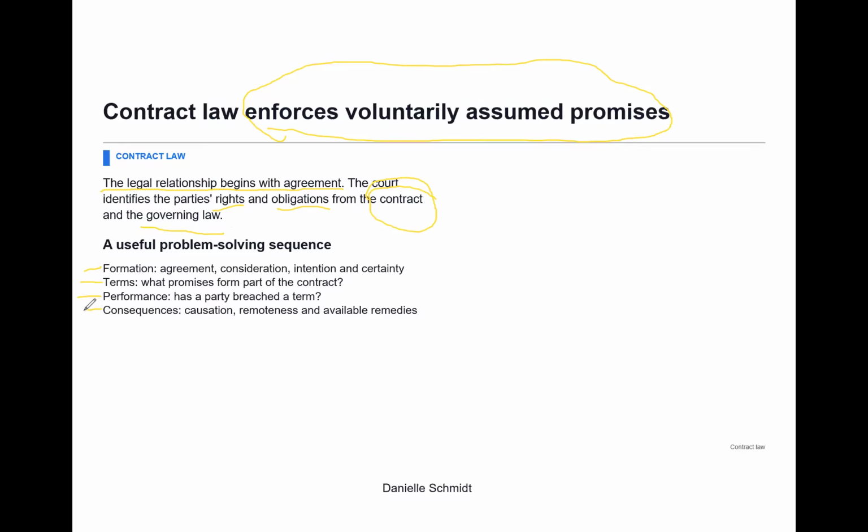Typical remedies include damages, protecting the contractual performance interest, sometimes specific performance or an injunction, termination, or restitution.